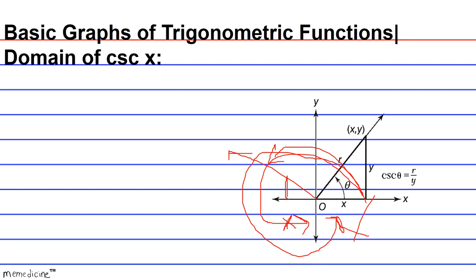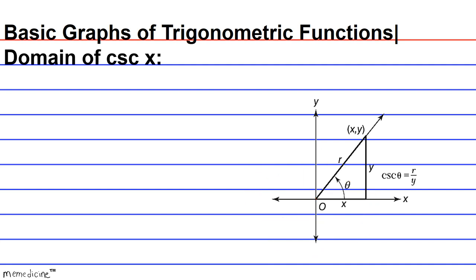And so again, the y value or the opposite side, and even the x value, can be negative or positive depending on which quadrant you're located in. All right, and note that the cosecant of theta is the reciprocal of the sine of theta, which is basically going to be y over r.